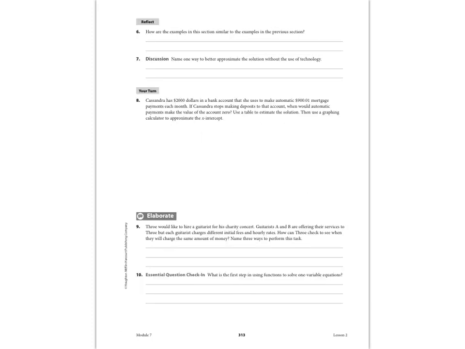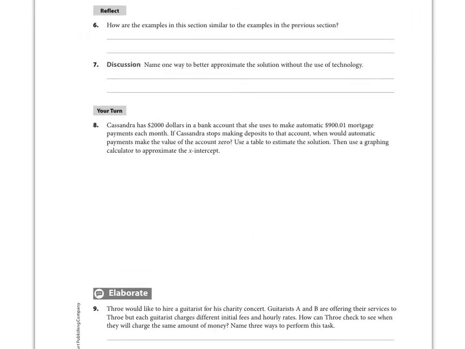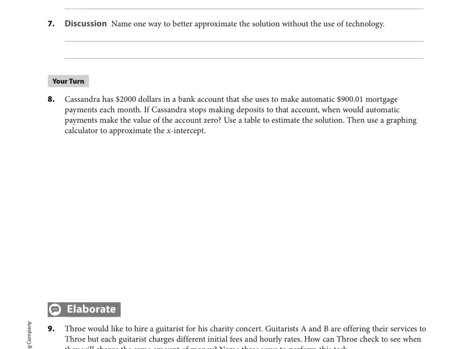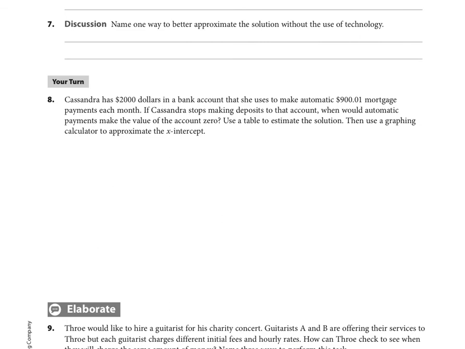Our next example, our last example, in fact, is going to be the your turn number 8. Cassandra has $2,000 in a bank account that she uses to make automatic $900.01 mortgage payments each month. If Cassandra stops making deposits to that account, when would automatic payments make the value of the account 0? Use a table to estimate the solution, then use a graphing calculator to approximate the x-intercept.